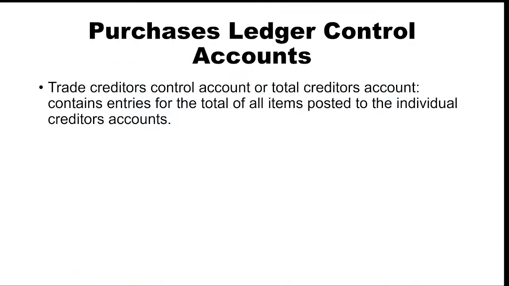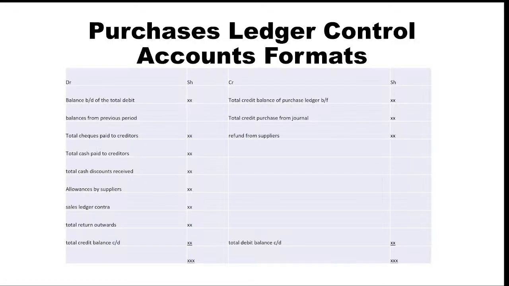So let's look at the other one. It is known as the purchase ledger control account. This one can also be known as trade creditors control account or the total creditors account. This one contains all the entries for the total of items posted to the individual creditors accounts. So the format is also as shown.